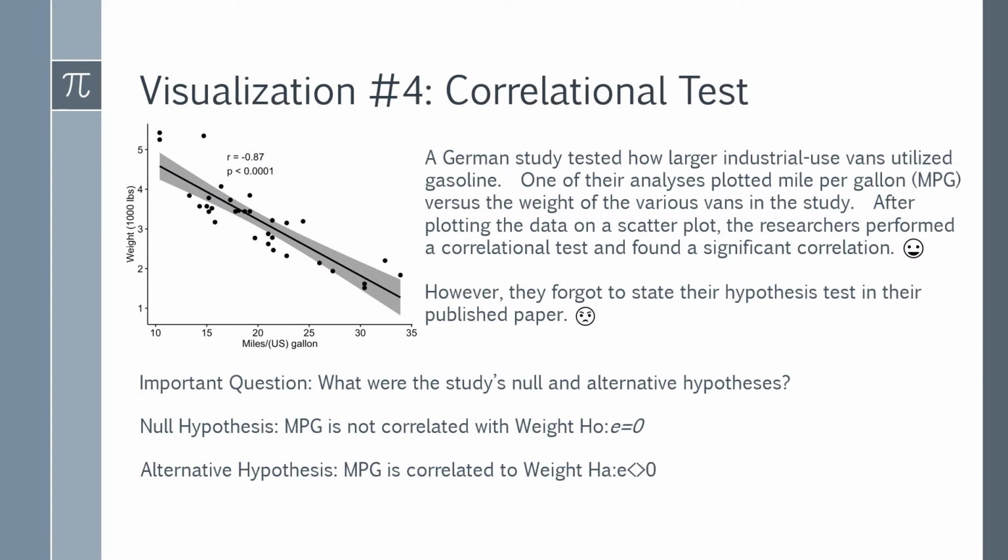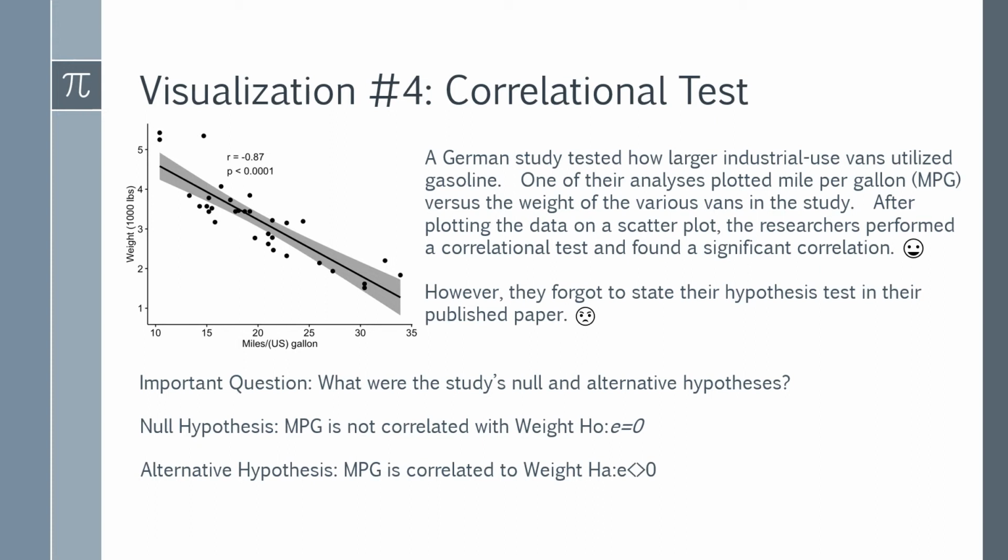Our example number 4 is the correlational test. A German study tests how larger industrial use vans utilize gasoline. One of their analyses plots miles per gallon (mpg) versus the weight of the various vans in the study. After plotting the data on a scatter plot, the researchers performed a correlational test and found a significant correlation. However, they forgot to state their hypothesis test in their published paper. The important question here is, what were the study null and alternative hypotheses?